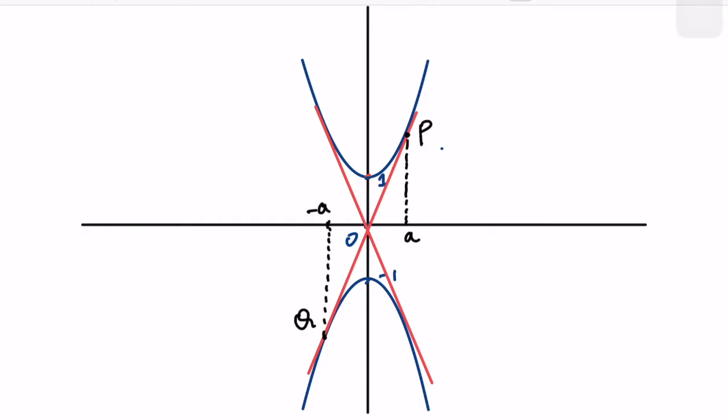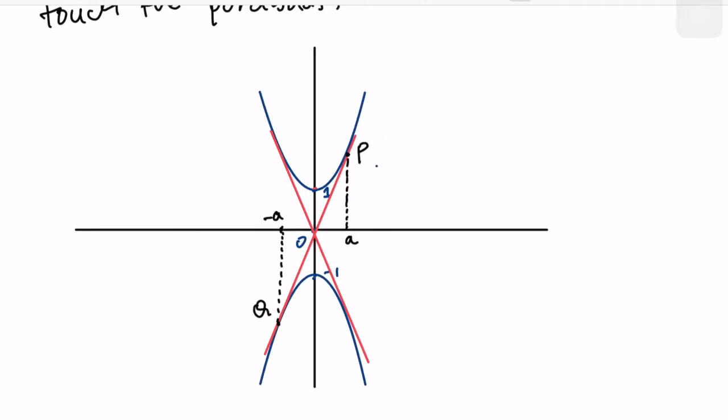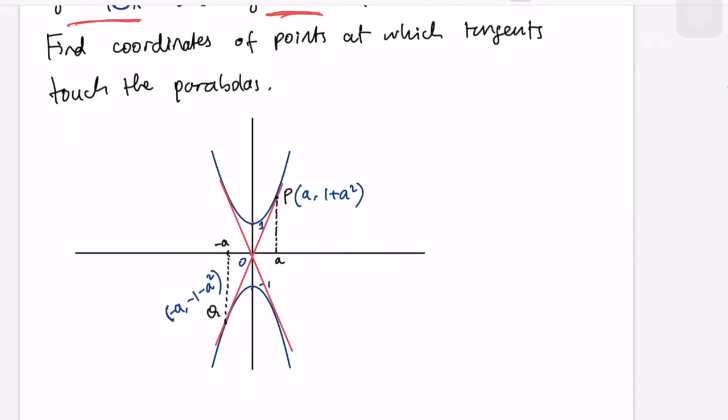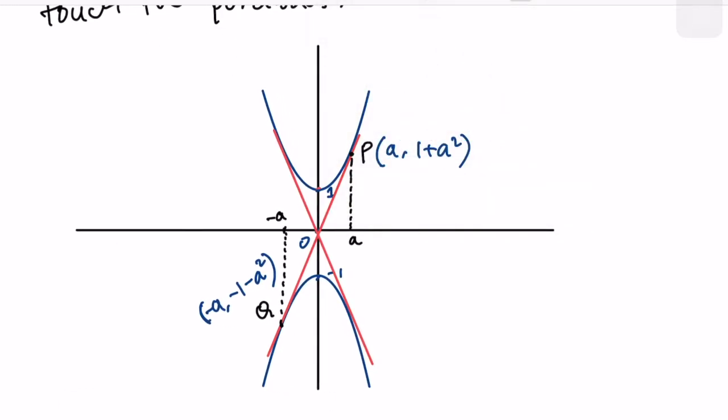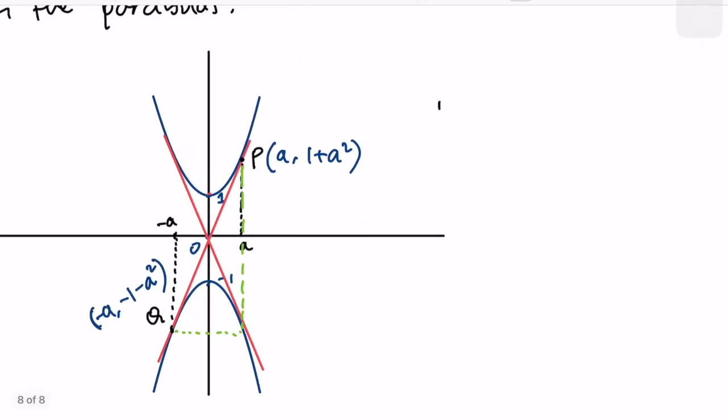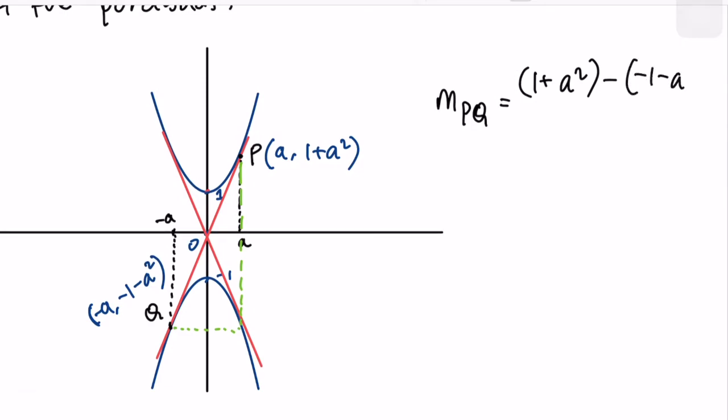So at P this will be A and 1 plus A squared, and at Q this will be -A and -1 minus A squared. Now we have these two, and let's take this as our triangle to find the slope of line PQ. So we will have 1 plus A squared minus (-1 minus A squared), divided by delta x, which is A minus (-A).